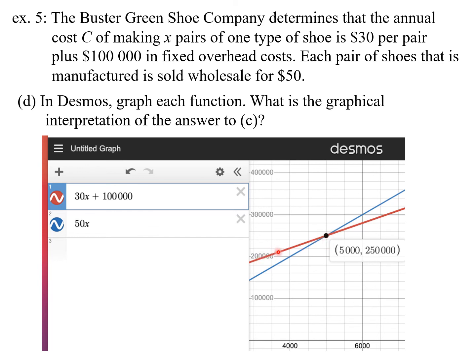The cost line and the revenue line meet right here. Remember that x is the number of pairs of shoes, so 5,000 pairs of shoes, and the cost/revenue for that is $250,000. Now, as they sell more pairs of shoes, the revenue exceeds the cost. Fewer than that, the cost exceeds the revenue. So this graph represents the situation financially for the company.